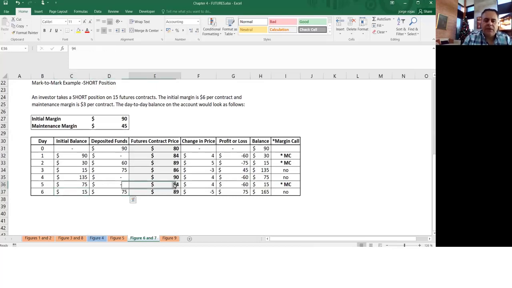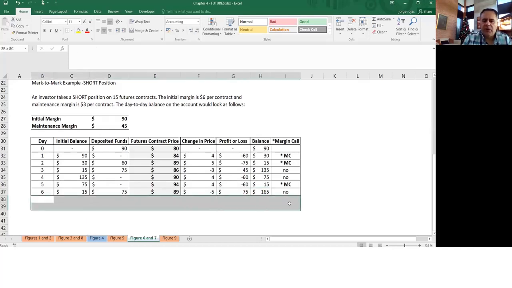And on this day, from 5 to 6, there is a drop of 5 on the price of the contract. Since you're short 15 contracts, that means that you are gaining $75. And at the end of day 6, you end up with a balance of $165 on your account. And so on. If you keep this position open, you will keep doing this process over and over again until you decide to close out your position.